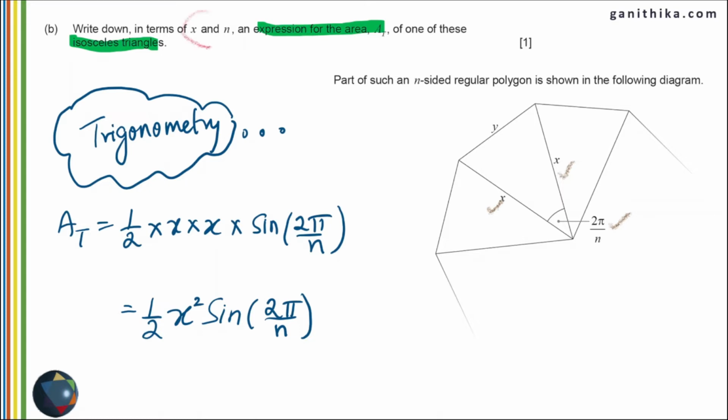And notice that we were supposed to give the expression in terms of x and n only, and we can check that it is in terms of x and n. Therefore, the answer is okay here, and it's just for 1 mark. So far, the 4 marks of the question are very easy to acquire.